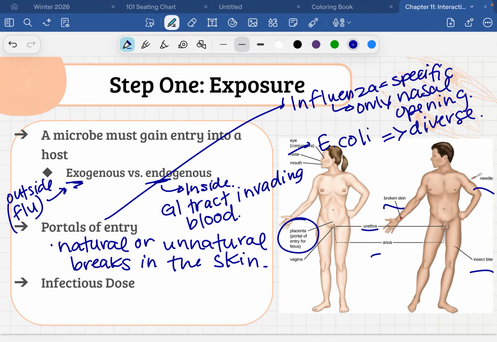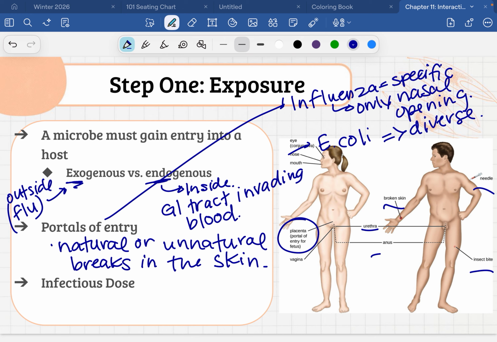Influenza, more specific. And a lot of organisms are going to fall somewhere on that spectrum. Sometimes they have one portal of entry that they can use. Sometimes it's a couple. Sometimes it's many. But each organism will have a specific thing that they must follow, I guess is the way to think about it.